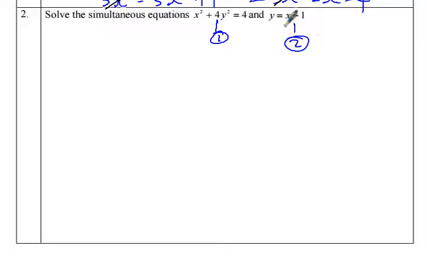So already I have y here. I can use the substitution method. I'll substitute y in the first equation, and so I write x squared plus 4. Now instead of 4y squared, I want to substitute the y with x minus 1, squared, is equal to 4. Oh, sorry, we have a square here.